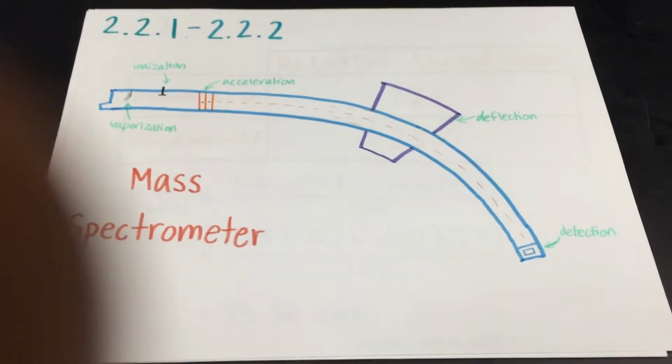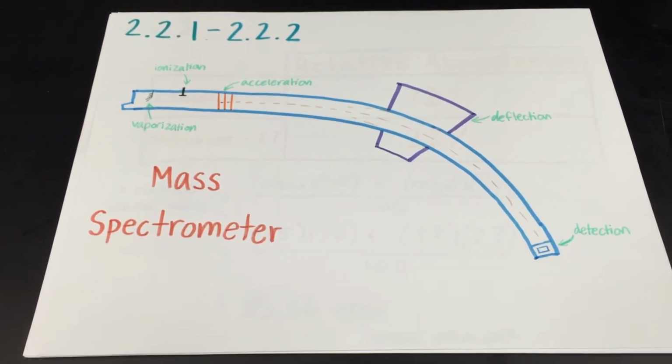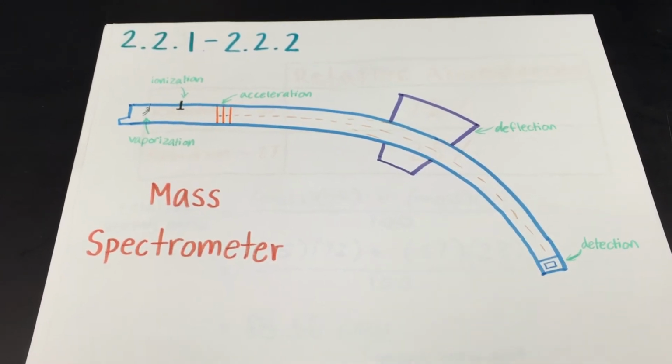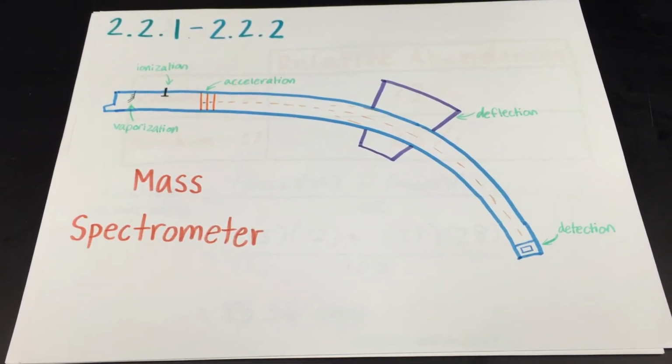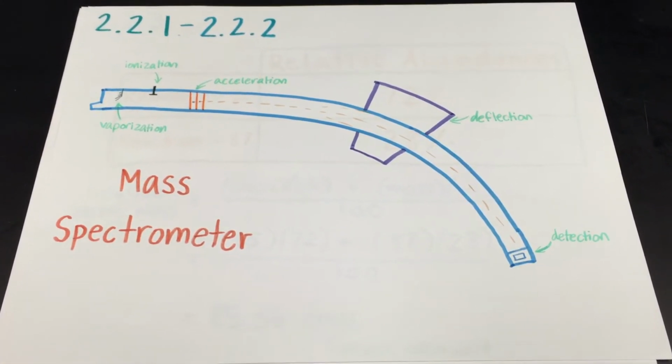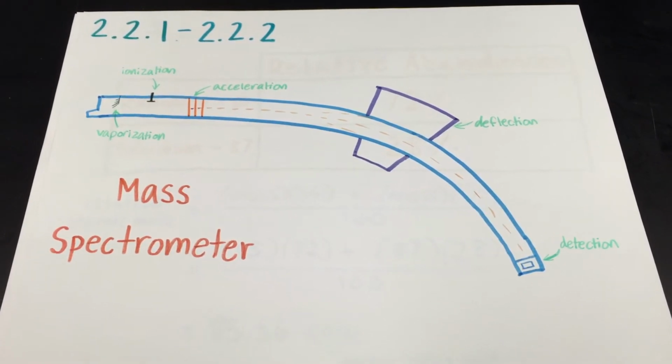The mass spectrometer is used to determine the masses and relative concentrations of atoms and molecules. It makes use of the basic magnetic force on a moving charged particle.